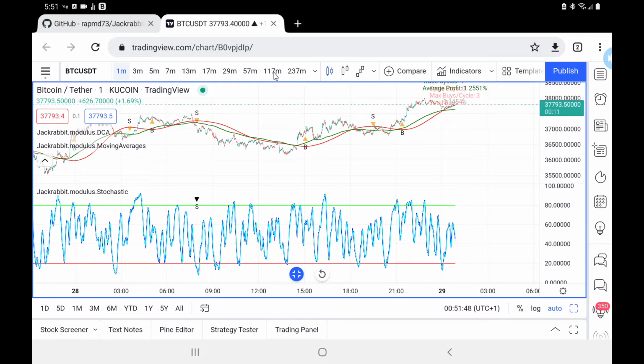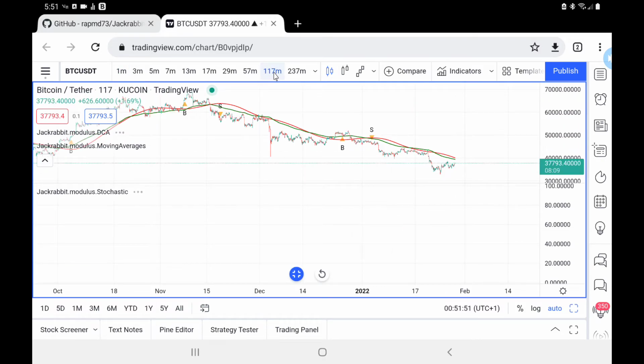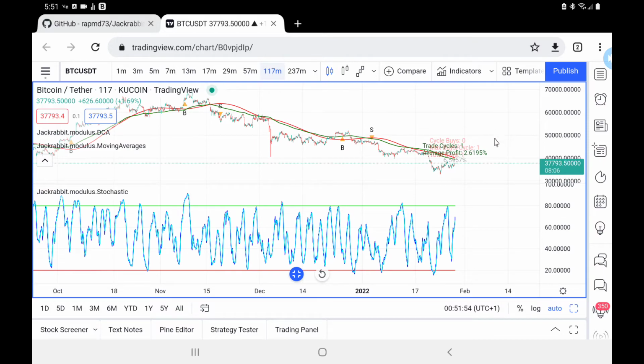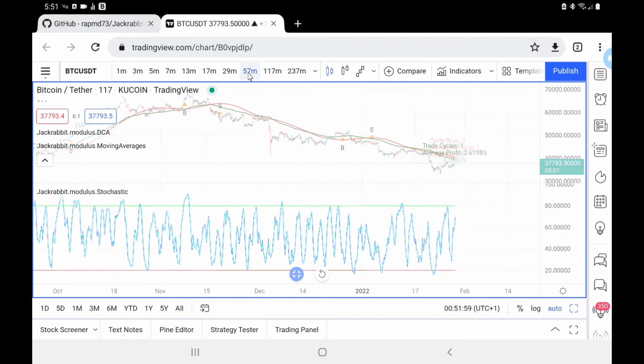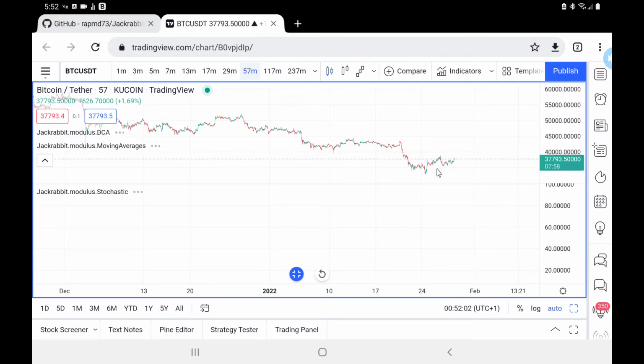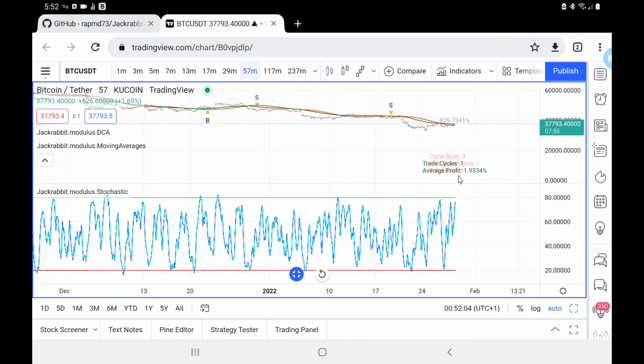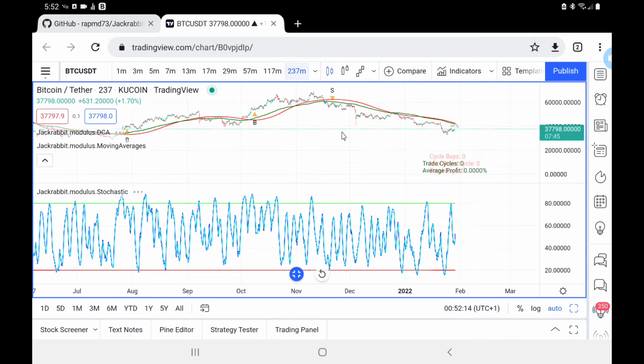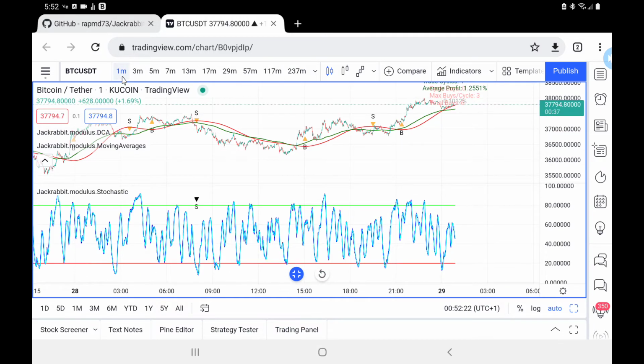Now I'm just going to go straight to the 2-hour chart. And boom. Let's see what the 1-hour chart looks like. So stochastic does a pretty good job all the way through and through, even when the market is just a total hot mess. Short, sweet, and simple.